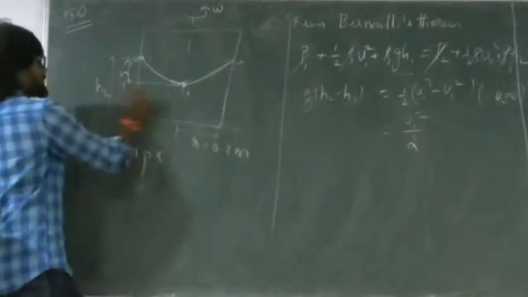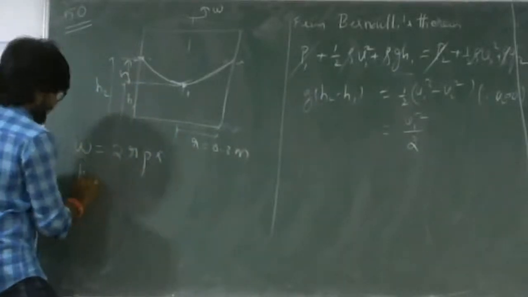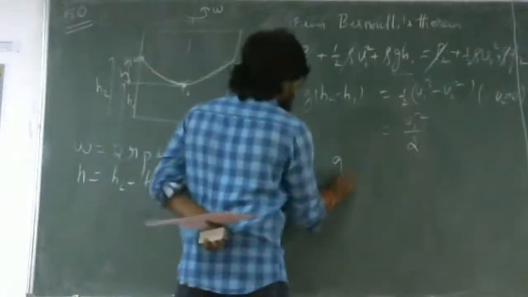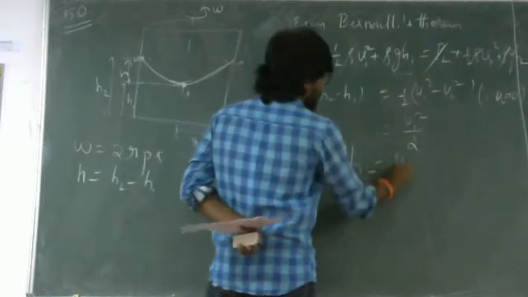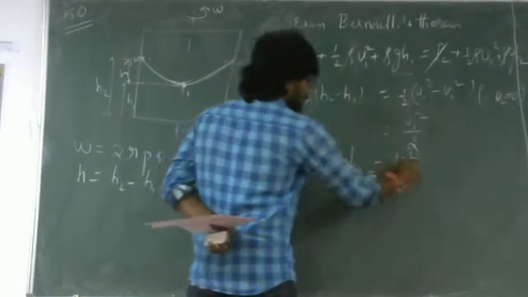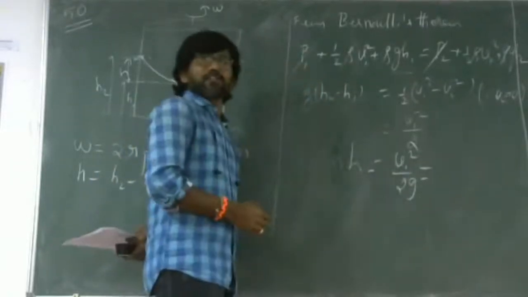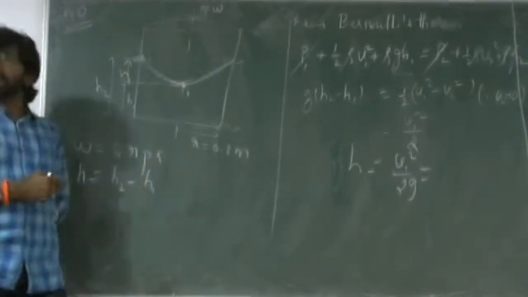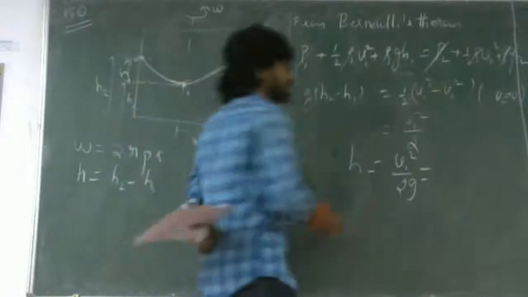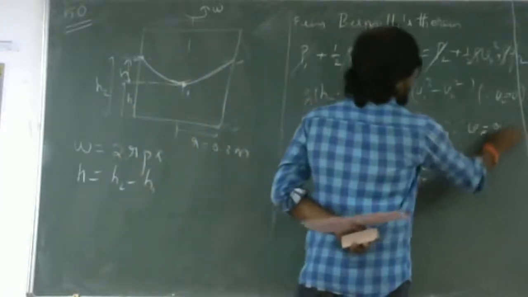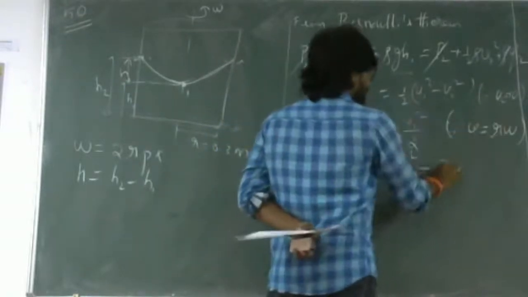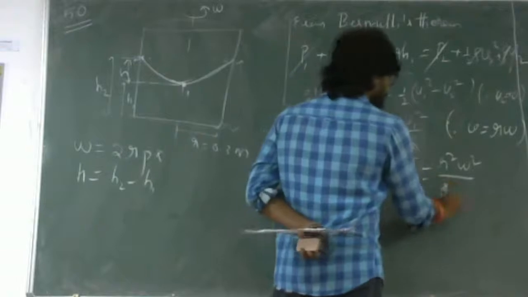Here h is nothing but h2 minus h1. We take that as h, and you can write from this g into h is equal to V1 square by 2, or h is equal to V1 square by 2g. So substitute the values. What is V1? Linear velocity is given, no, angular velocity is given, and radius is given. So the relation between linear velocity and angular velocity is what? V is equal to R omega. Substituting here, this becomes R square omega square by 2 into g.